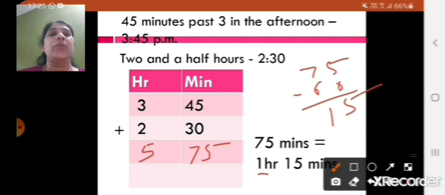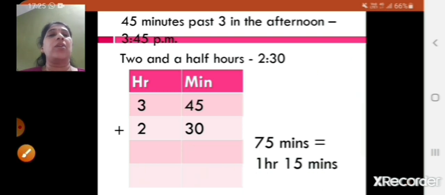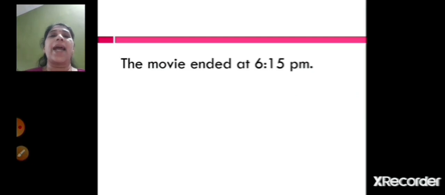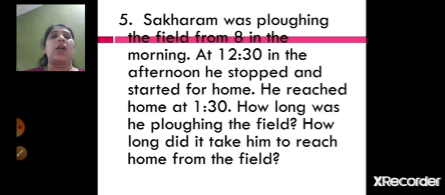So what are you going to do? 1 hour plus 5 hours becomes how much? 6 hours. And this 15 minutes you will write as it is. So you got 6:15. That means what will you write? The movie ended at 6:15 p.m., right children? So let's move to the fifth one.